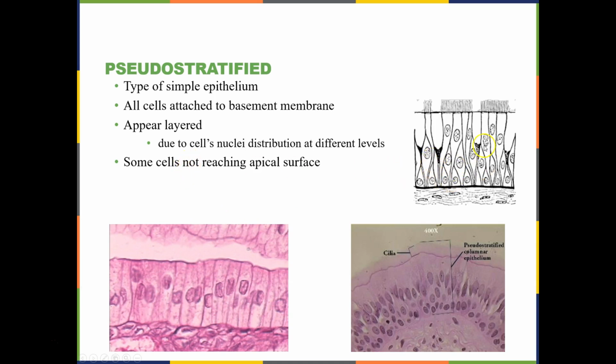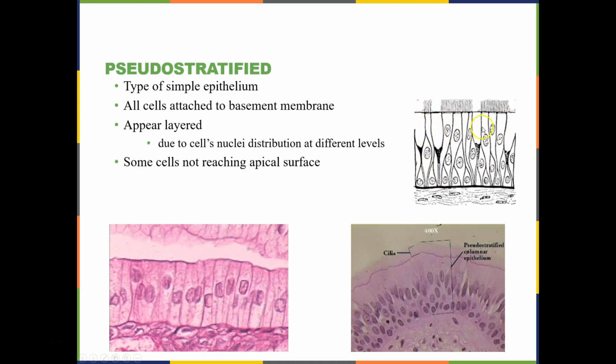So I like this figure better for pseudostratified. It really shows what pseudostratified looks like. So here we have a nucleus in a cell. It's going all the way down. Here we have another cell that doesn't hit that apical surface, but it's at the basement membrane. Here's another one that hits the basement membrane. It just doesn't hit the apical surface. Here's another one that does hit the basement membrane and the apical surface. There's another one. So you see how they're all hitting that basement membrane, just not the apical surface.